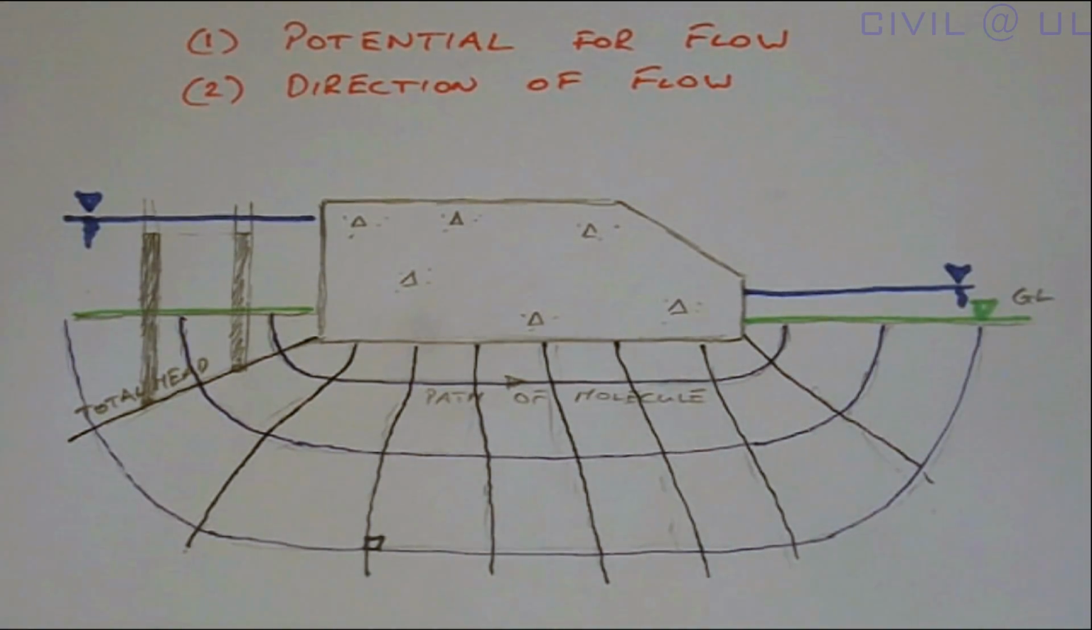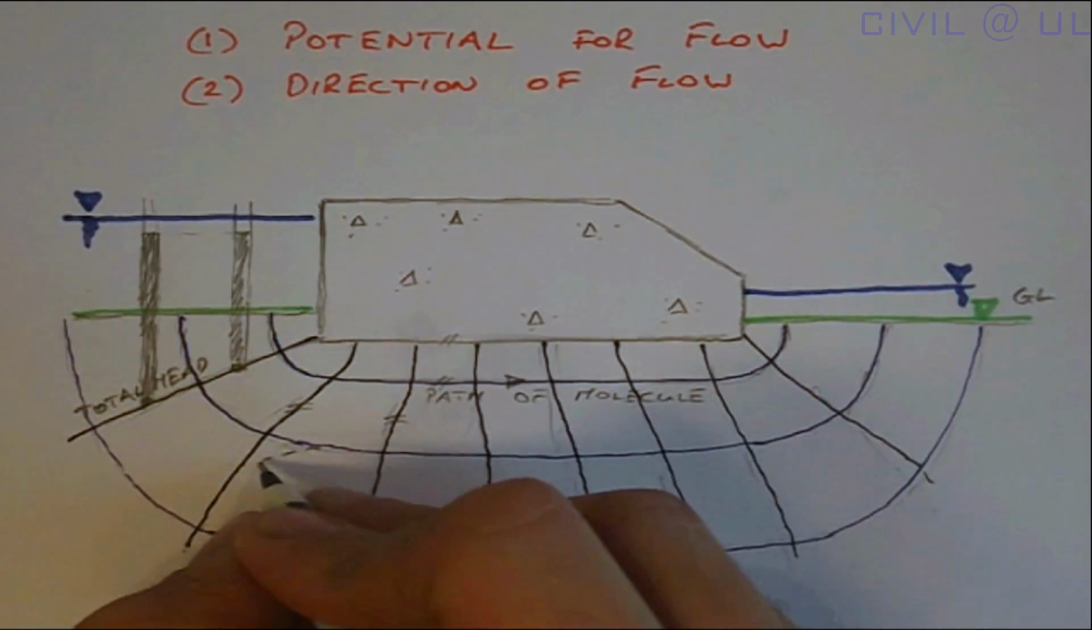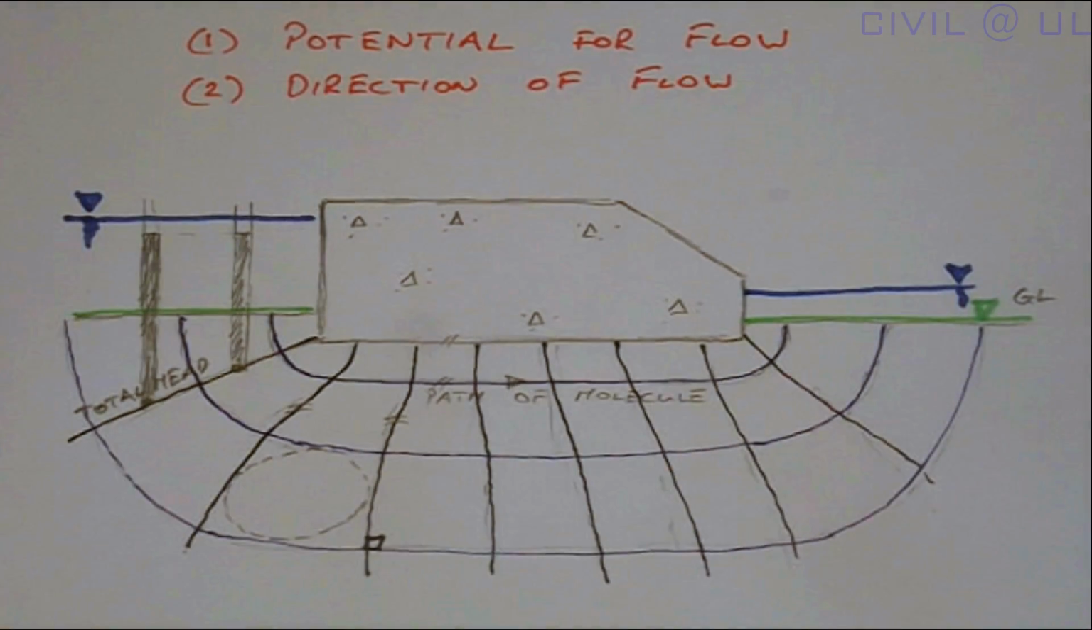In addition, it is convenient to construct the flownet such that the quantity of flow, delta Q, between adjacent flow lines is the same, and the difference in potential is the same between adjacent equipotentials. Furthermore, flow lines and equipotentials are drawn so that they form curvilinear squares throughout the flownet.